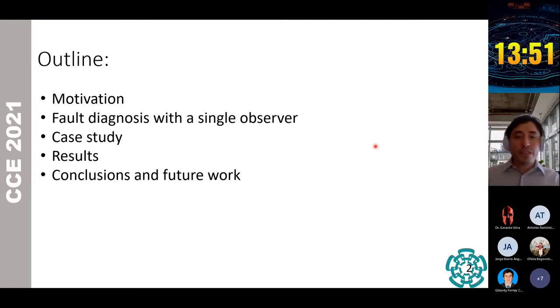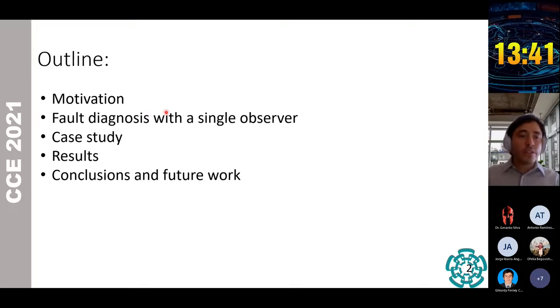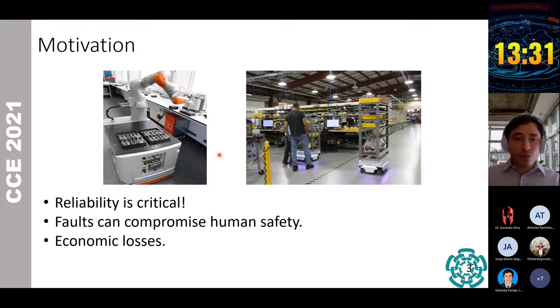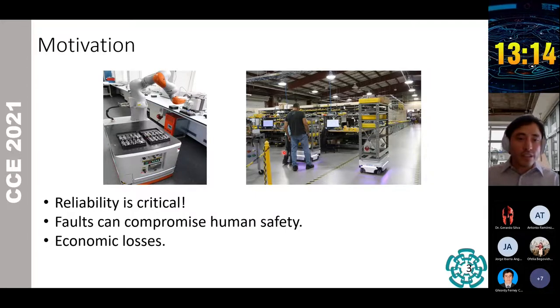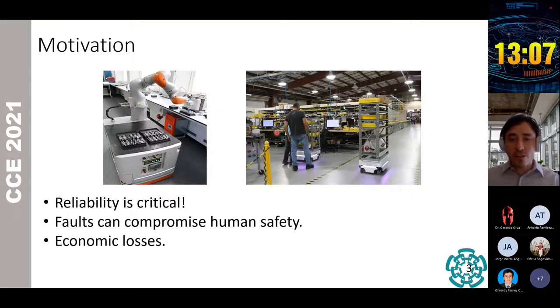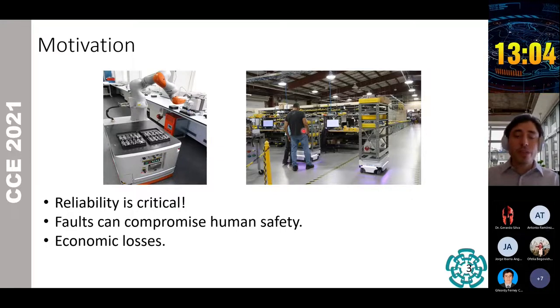I've divided my presentation into five main parts. First, the motivation, then the fault diagnosis with a single observer, followed by a case study, the results, and finally the conclusions and future work. So, modern industrial processes and automated systems are becoming larger and more complex, so the reliability of these systems is critical. A system failure compromises the system safety and, more important, the human safety. Also, it can cause economic losses. For these reasons, and in order to increase the reliability of the system, a fault diagnosis scheme should be used.